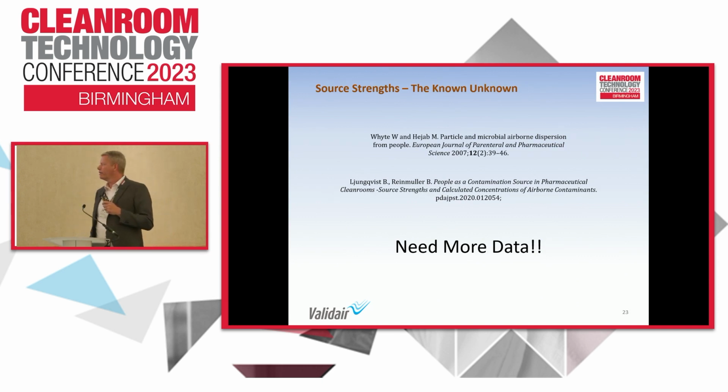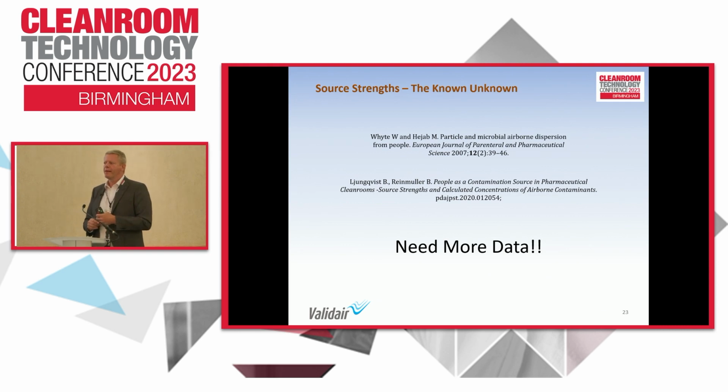This is the bit that we want more data on. So there are a couple of studies. I've just mentioned two of ones there that have been done, which give data on source strengths from people in various garments. Because the quality of the garment has an impact as well. So the cleaner the garment, the less particles you emit, then the lower airflow rate you need to get rid of the contamination. There's just a couple there. We do need more data.